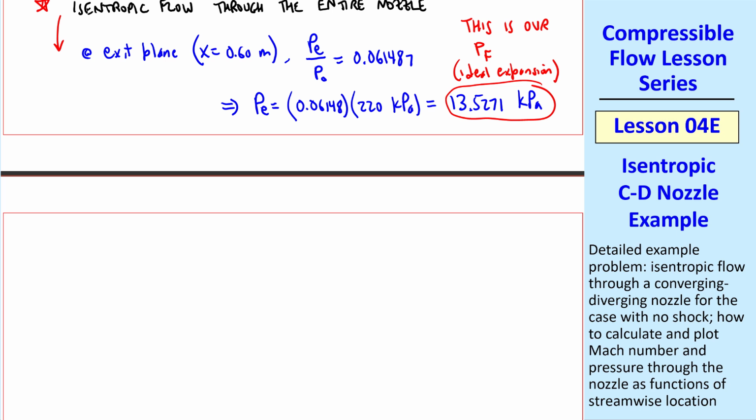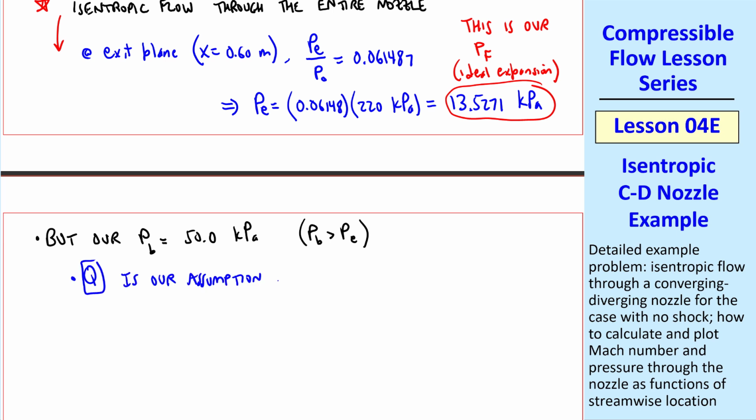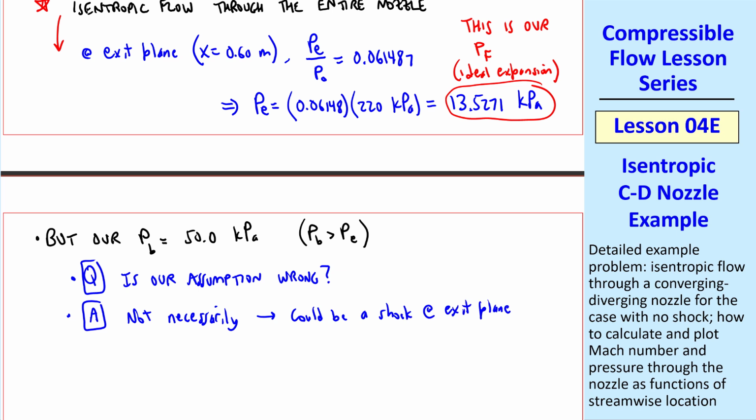But we have a problem. Our PB is 50.0 kPa. In other words, PB is greater than our PE. So this is not ideal expansion. So we ask ourselves, is our assumption that the pressure is low enough wrong? The answer is not necessarily, because there could be a shock right at the exit plane where this pressure would suddenly jump up, and it might go higher than this PB value, which would make our assumptions okay.